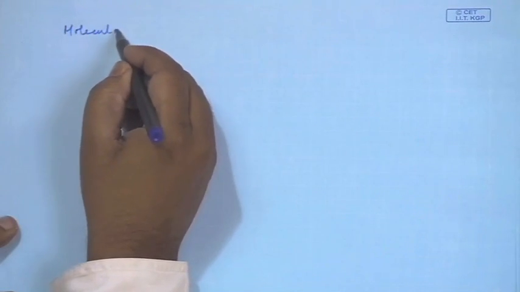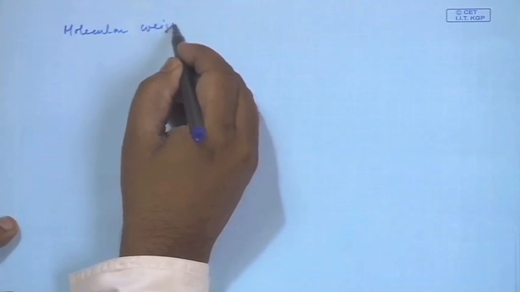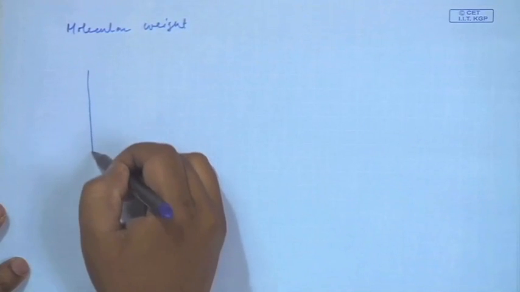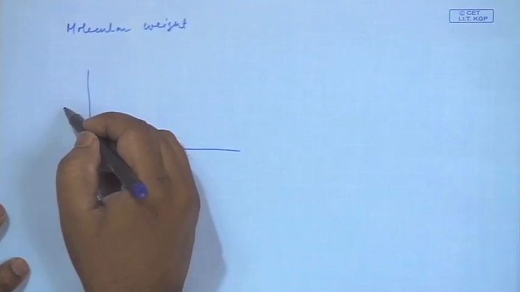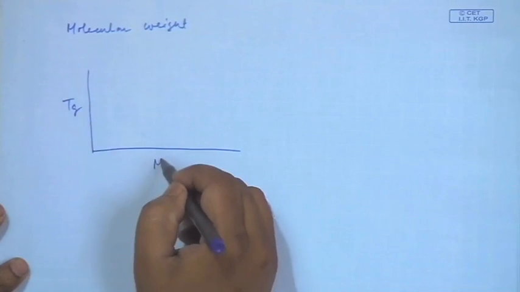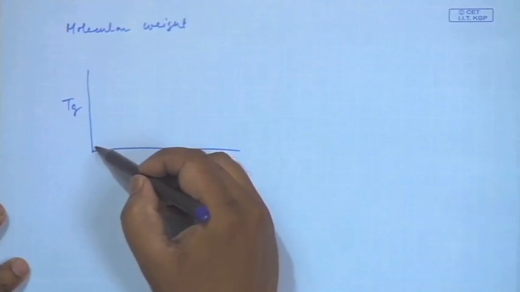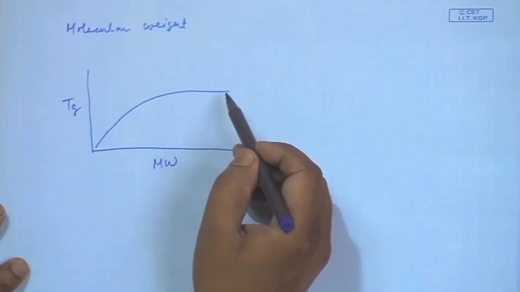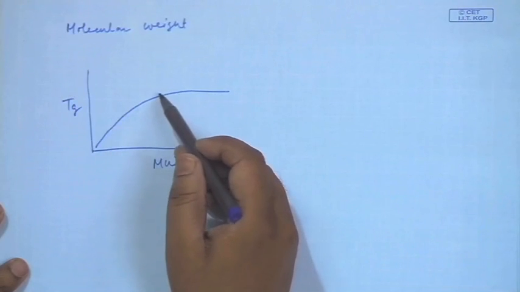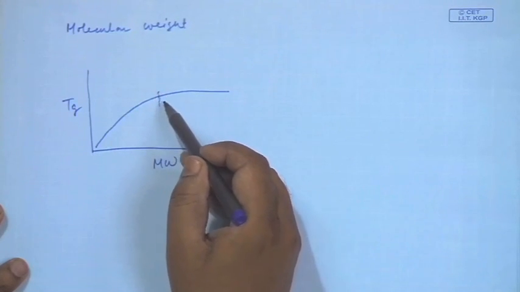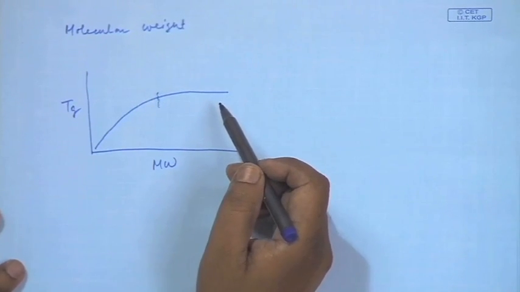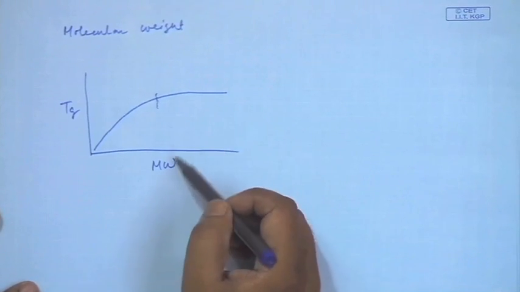Molecular weight of a polymer chain also contributes to the value of Tg, but the effect of molecular weight actually dies down after some molecular weight. So, basically with increase in molecular weight, the Tg goes up to a certain point, and then the value of Tg becomes independent of molecular weight.